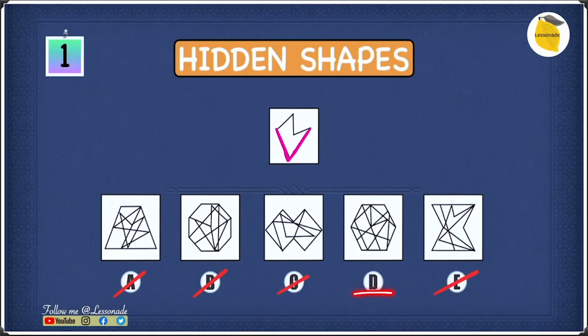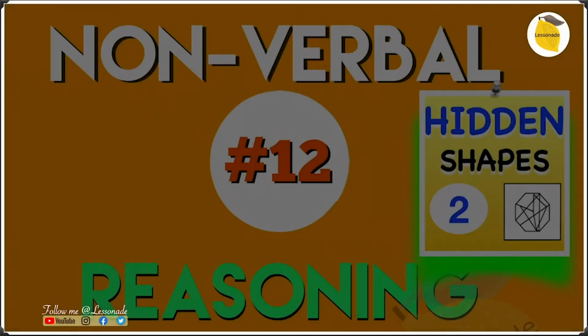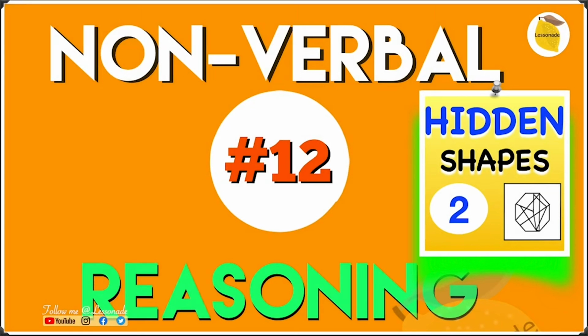So we're now left with D. Out of the 5 options we started with, we're now only left with D. So that means our answer to this question is going to be D. In this video, you will learn 11 plus non-verbal reasoning type 12, hidden shapes.